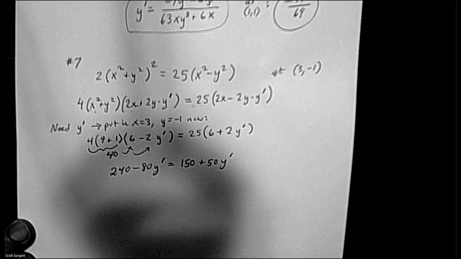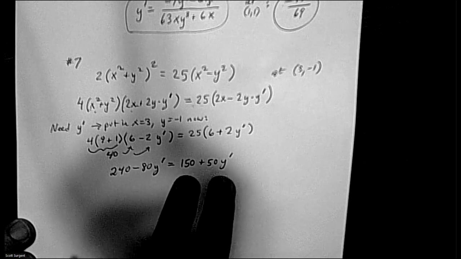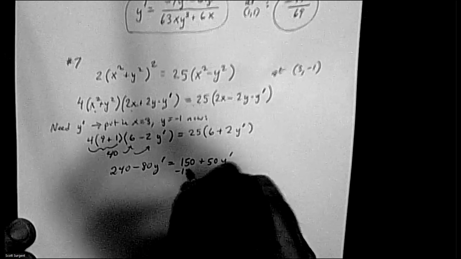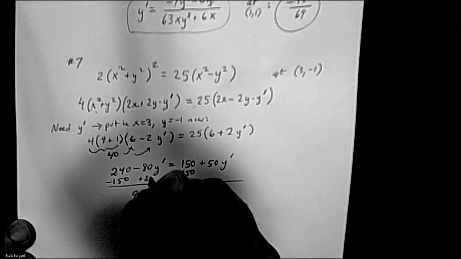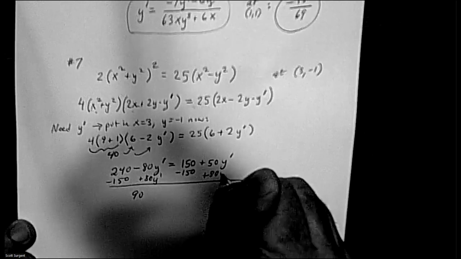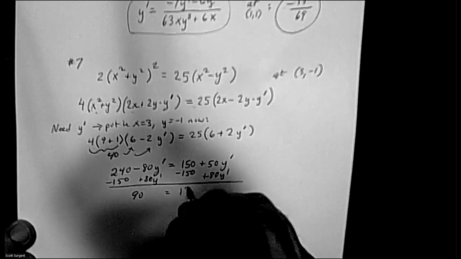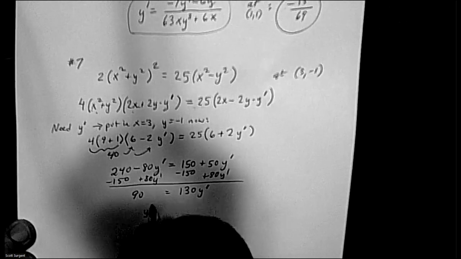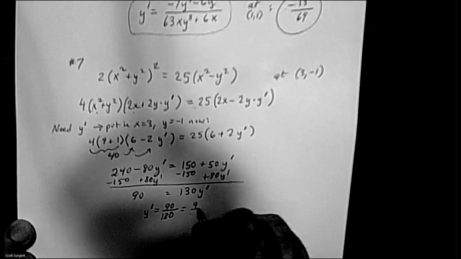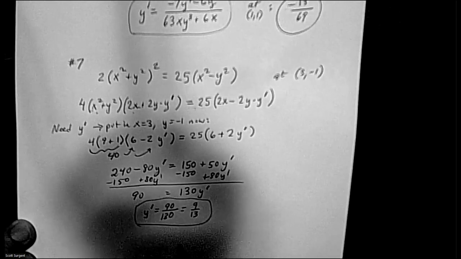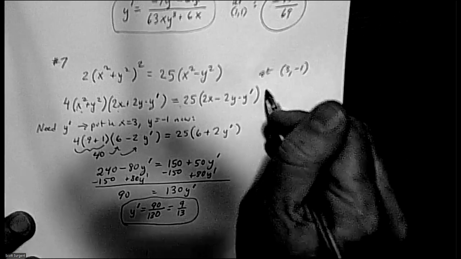Now it's looking a lot friendlier. By putting in the numbers early, you reduce the amount of tedious algebra you have to do. So let's bring the 150 to the left side. Subtract out 150, you get 90. Then add the 80 y prime to the right side, and you get 130 y prime. Therefore y prime is 90 divided by 130, which is 9/13. That's the big crux of the problem, but that doesn't answer the question yet. We still need the equation of the line.